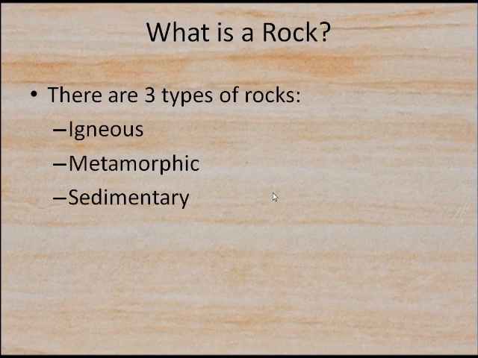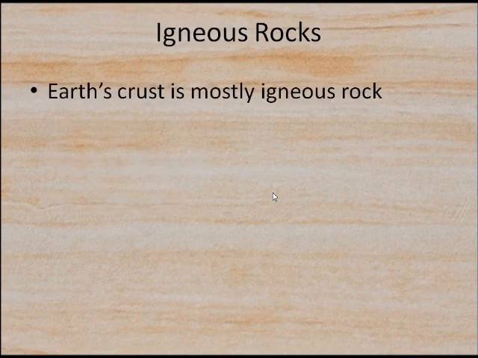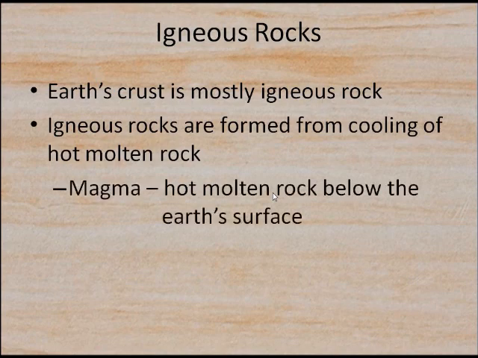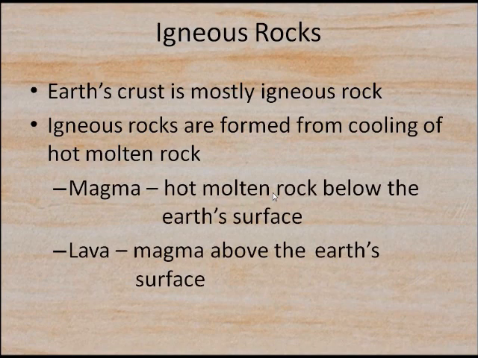Today we're going to talk about igneous rocks, right? The Earth's crust is mostly igneous rock. Igneous rocks are formed from molten rock that cools off. Hot lava, basically, that cools off and solidifies. Now, we need to use those terms a little bit more specifically. Magma is liquid molten rock below the Earth's surface, and lava is liquid molten rock above the Earth's surface.